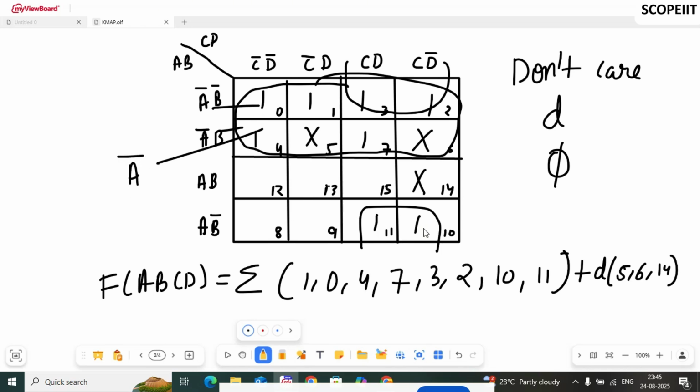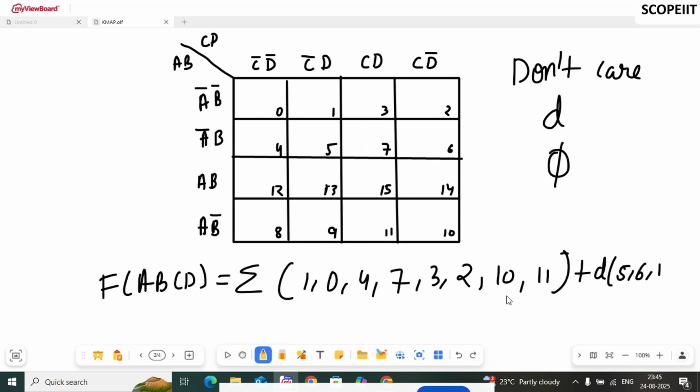Okay, and what is the equation for this? Take it vertically. If we take it vertically, what is common between this and this? So it's AC. Then take it horizontally, what is common between this and this? So it will be your B bar. So the answer for this question will be A bar plus AC B bar. That is basically the meaning of don't care. One more question we'll take on don't care, so it will be more clear to you.